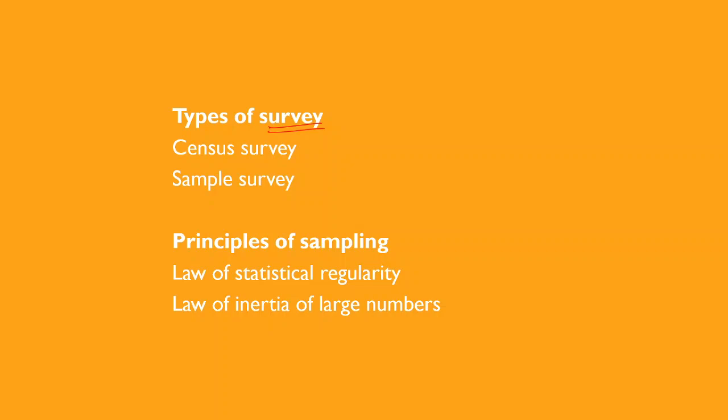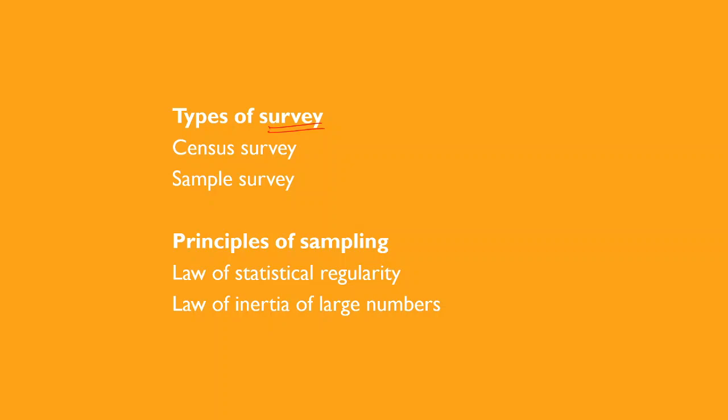So a survey we can say is a planned observation of objects. Some examples of survey are terms we have heard, like economic survey, market survey, industrial survey, agriculture survey, etc. And survey simply means we are gathering information or collecting data, either qualitative or quantitative data.